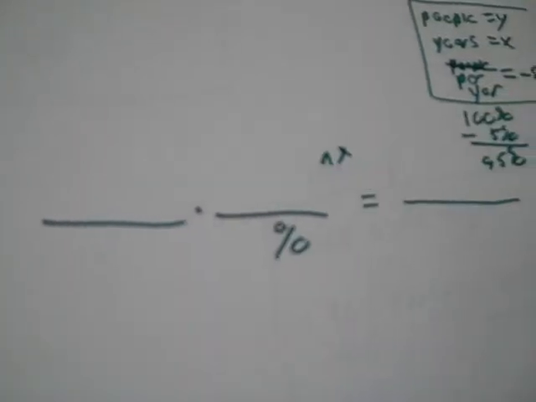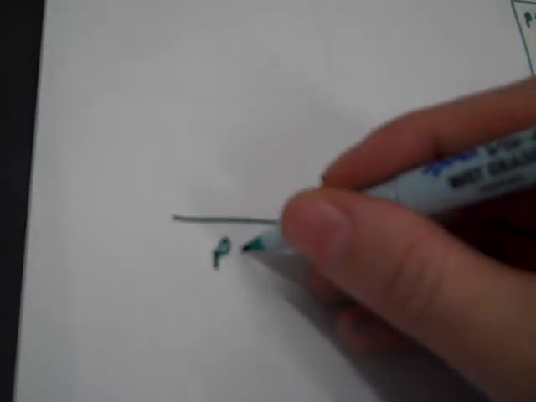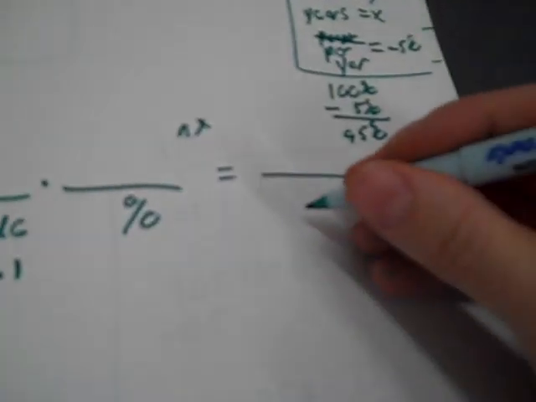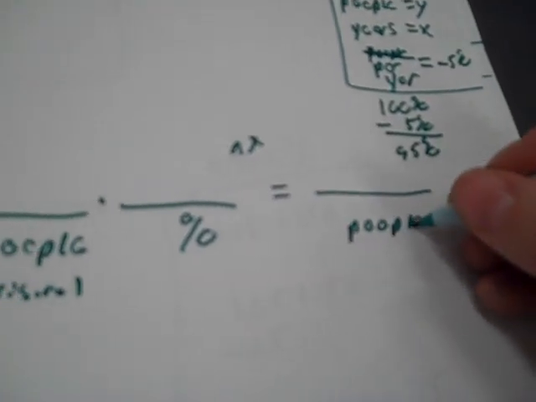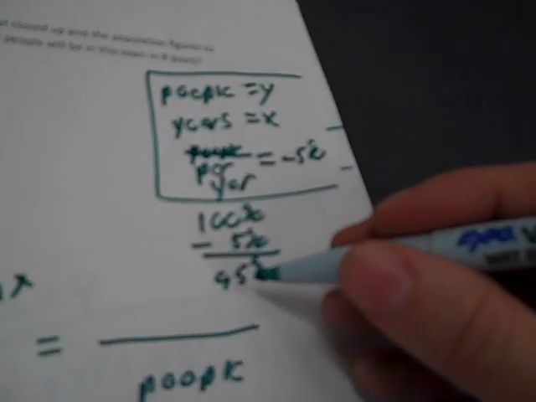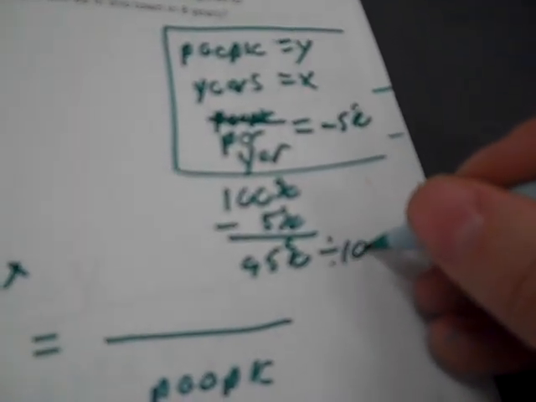blank. Now, this is my percent factor. And these two blanks here are for the people. This is the original amount of people, and this is the new amount of people. Okay, so take care of your percent. You know it's 95, but you got to divide it by 100. Okay, and that's 0.95.